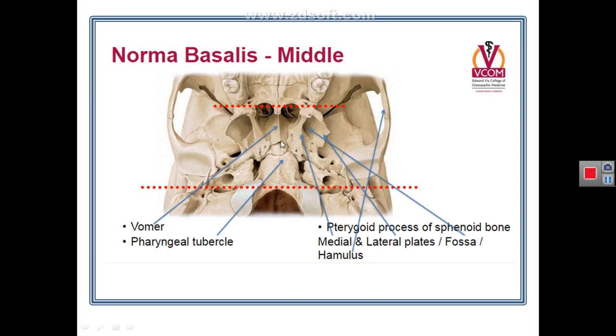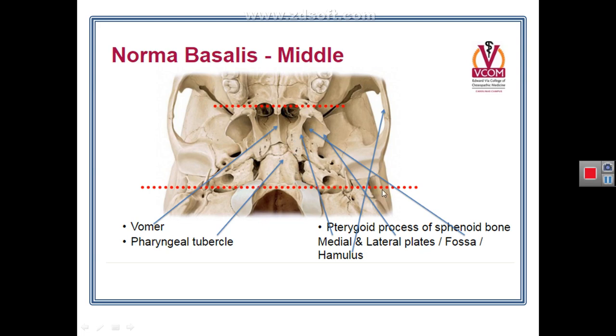This is the median band anteriorly. Posteriorly, the median band is formed by the body of sphenoid that is fused with the basal part of the occiput. Here we can see a tubercle which is called the pharyngeal tubercle because it is related to the pharynx. This is all about the description of the median field of the middle region of norma basalis.